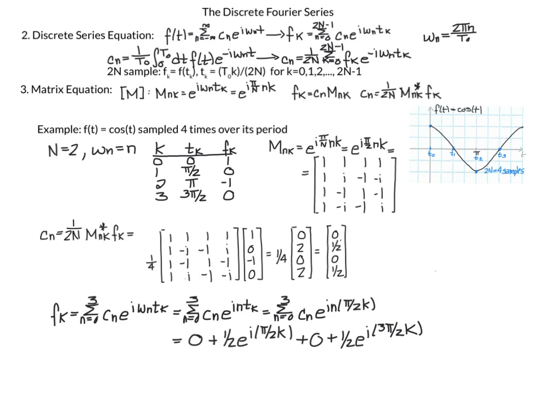Now going through the summation, for n equals 0, C0 is equal to 0, so this whole thing is 0. For n equals 1, my coefficient is 1/2, e to the i, again n is equal to 1, so that's 1 times pi over 2 k. This is n equals 0, n equals 1, n equals 2. Our C2 coefficient is 0, and our C3 coefficient is 1/2, e to the i, and then 3 times pi over 2 k. So this is our formula for f of k.